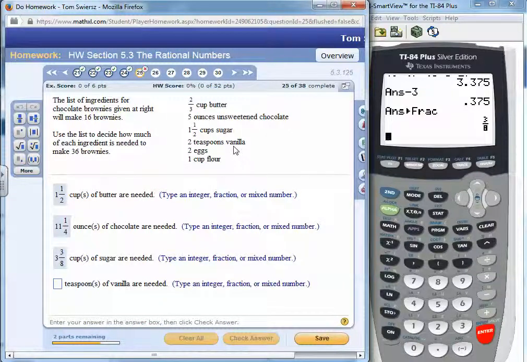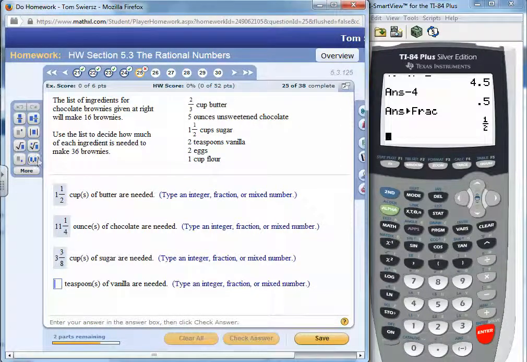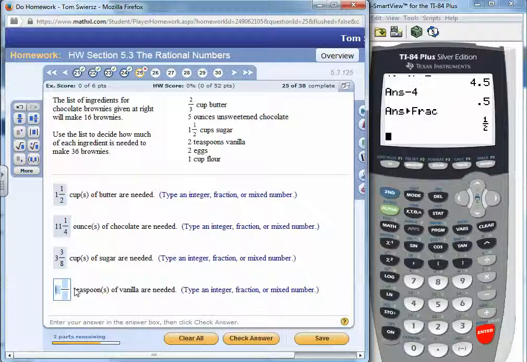Okay, teaspoons of vanilla, 2 teaspoons. Again, 36/16 is the multiplier: the number that you need over the number given for the list of ingredients. So 36/16 reduces to 9/4. 9 divided by 4, and then it's 2 teaspoons of vanilla. So times 2 gives 4.5, minus 4. And we know the fraction for 0.5 is 1/2. So as a mixed number, the whole number is 4 and the fraction is 1/2.